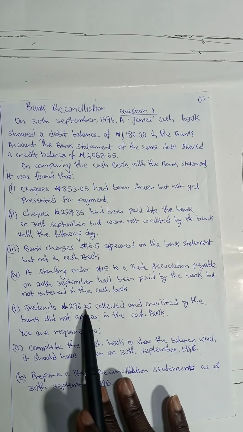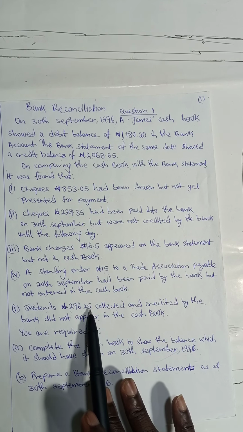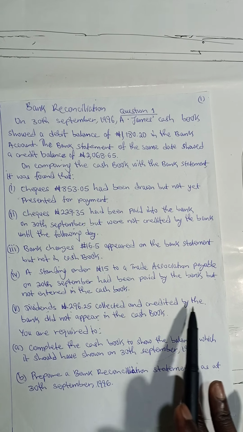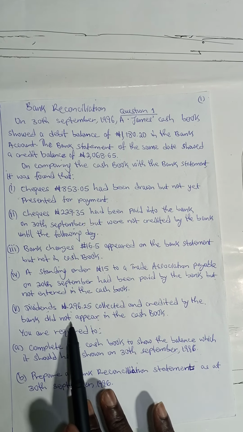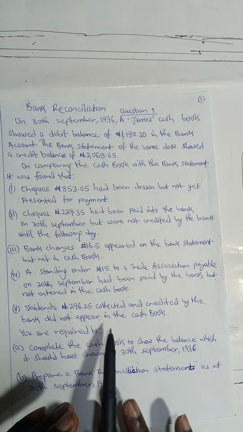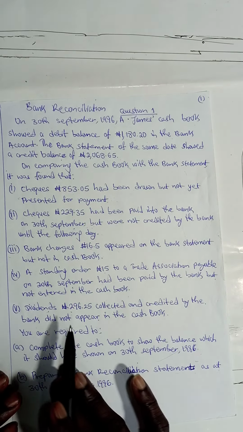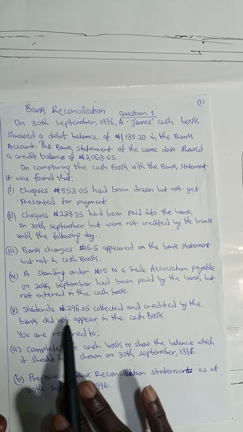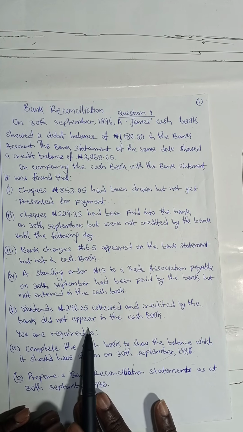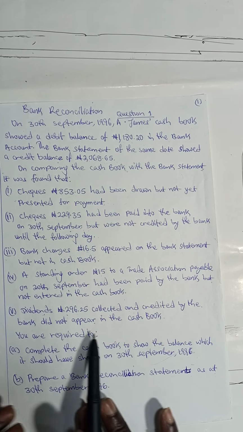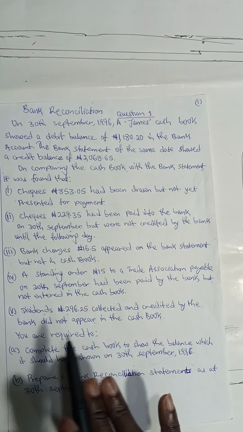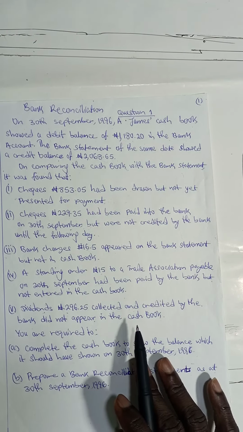Then we have dividends here, 296 naira 25 kobo, collected and credited by the bank but not appearing in the cash book. So this is an income. It has not been debited to the cash book. It's only appearing on the credit side of the bank statement. So we have to debit it in the adjusted cash book.